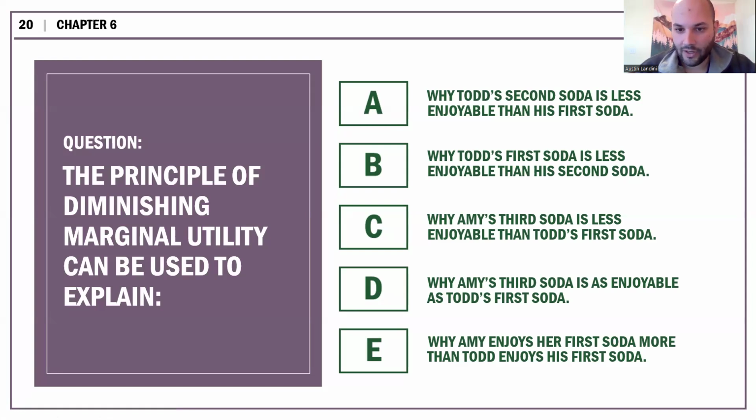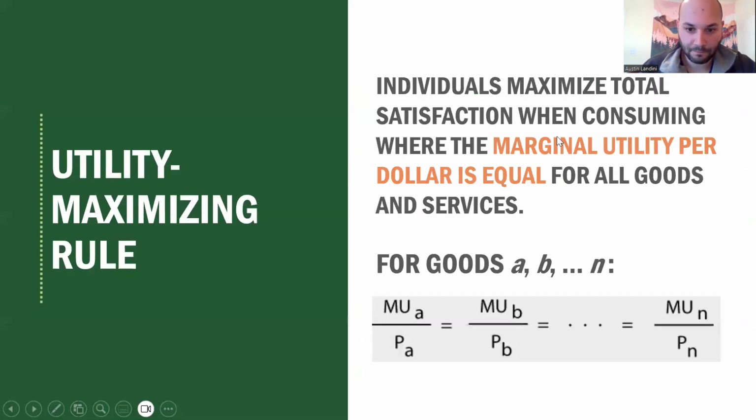Why Amy's third soda is less enjoyable than Todd's first soda. Again, these utilities are not interpersonally comparable. We can only compare one person's decision, how much they like soda, for example. And so same explanation for D. We can't compare Amy and Todd. We can only compare Amy versus Amy. If Amy drinks 2 sodas or 3, or if Todd drinks 1 soda or 2, for example. So C, D, and E, all of these we cannot compare. We can only know why Todd likes soda less and less as he drinks more of it.